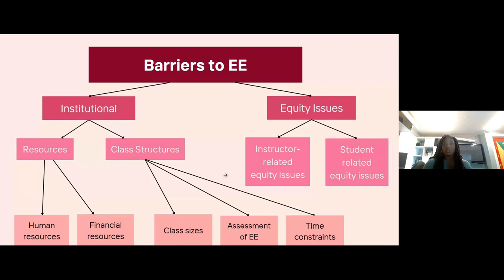And if we shift the focus over to students, we'll see that there's a lot of overlap in the equity barriers facing both students and professors, specifically identity-related barriers like what we discussed earlier, but also accessibility barriers, financial barriers for students who can't afford the more cost-intensive opportunities, as well as students that have responsibilities outside of school being affected by the time constraints that are often associated with EE.